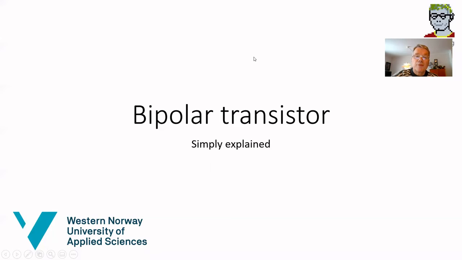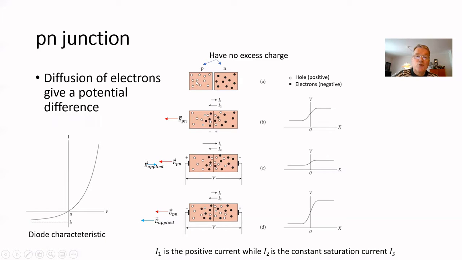Let me try to make it simple. Here you see two materials. One is doped with atoms that have an excess electron, and the other one is doped with some atoms that lack one electron. The whole thing here is neutral, and this is also neutral. But when we put them together like this, the electrons from here will diffuse into here, and then we will have positive here and negative here, and we have created a barrier, a voltage barrier over here.